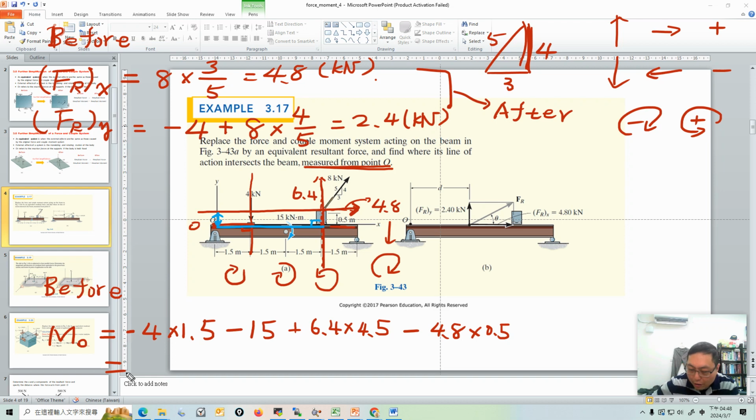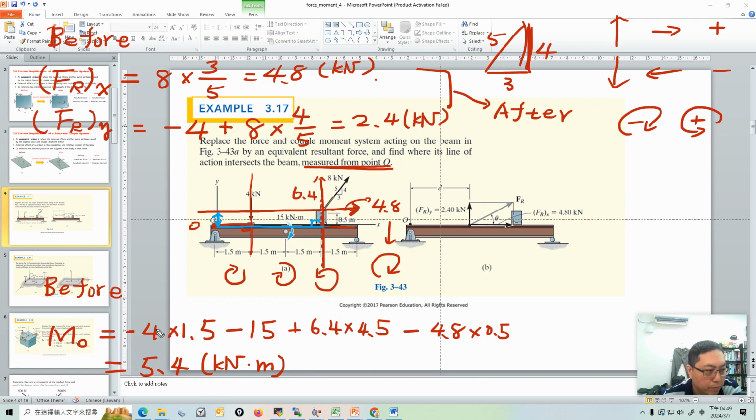Let's see if I get the right answer. So minus 6, minus 15, plus 6.4 times 4.5, minus 4.8 times 0.5. So it's 5.4. Before simplification, the resultant moment is 5.4 kilonewton meter. So this is the moment before simplification.